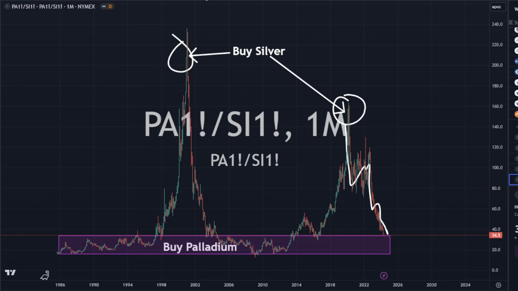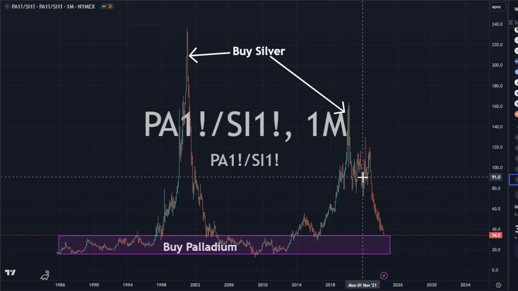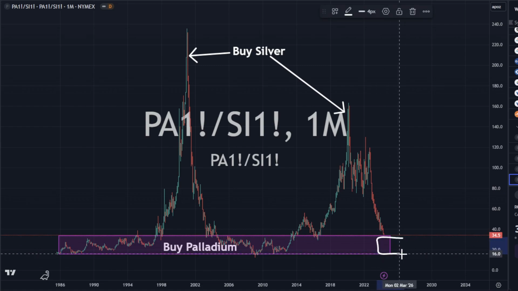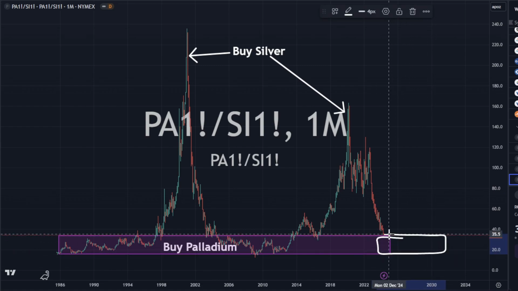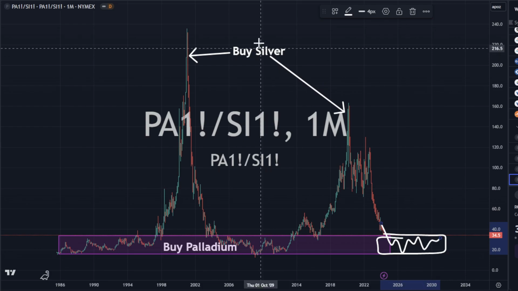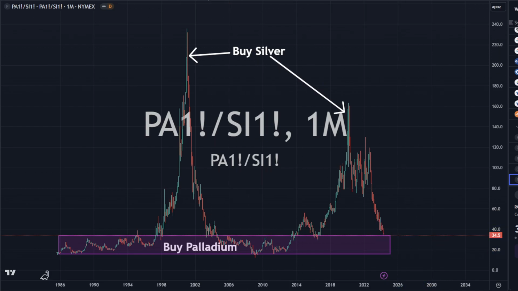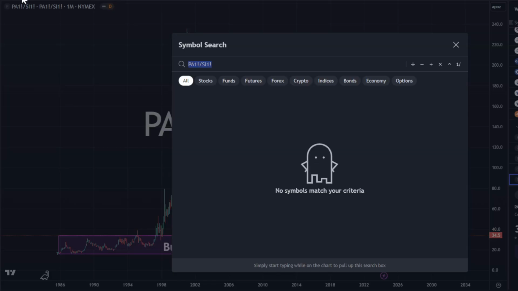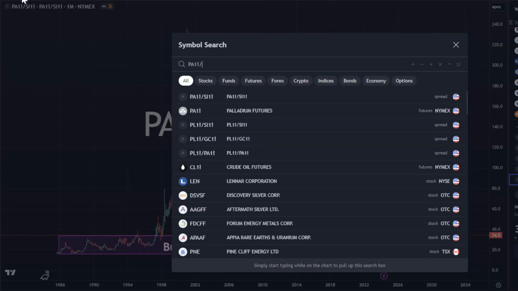So we are still consolidating lower, in my opinion, and silver is probably going to get into some buy point down, or palladium will get to a buy point down here against silver where it will consolidate. It doesn't mean palladium will necessarily go lower. I think silver is going to go up and palladium is going to be flat. That's my guess.